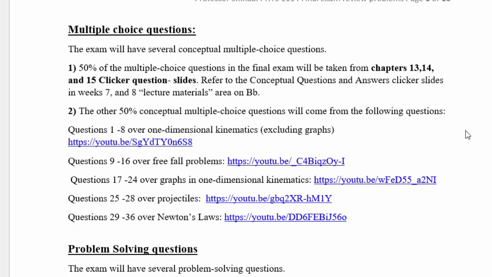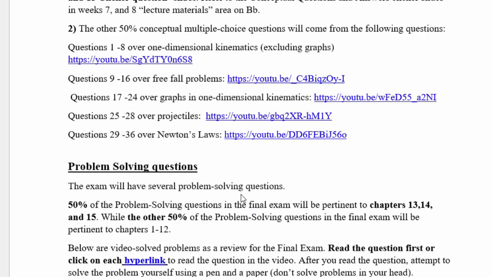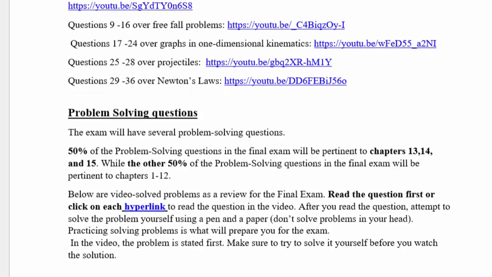The exam will be composed of multiple choice questions, and the source of the multiple choice questions is explained under the multiple choice questions title. Then the other part of the exam is problem solving, and that's the part where you need to submit the work. And in the study guide, it will explain what to expect in the problem solving part.